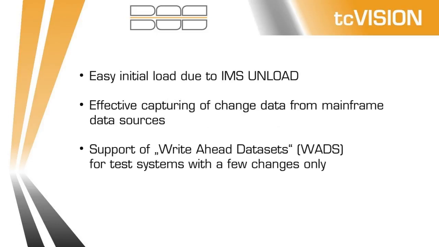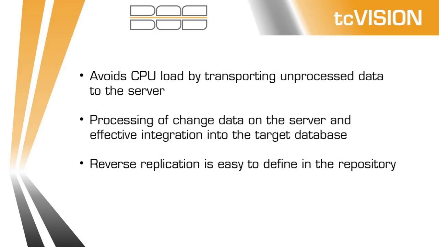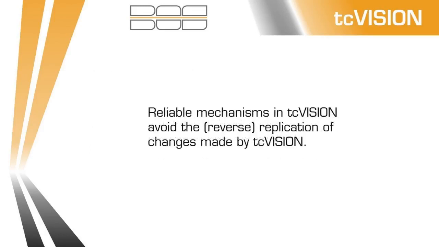What did we see now? With the metadata defined once, we can do a very effective initial load and real-time synchronization from IMS to Postgres. Variable process definition allows using the CPU on the server and then on a mainframe. The reverse replication is easy to define, and of course we avoid looping back changes made by tcVision itself.